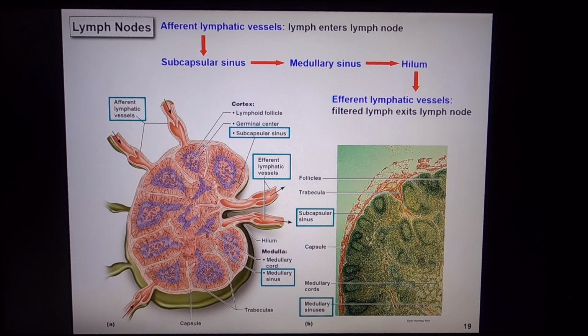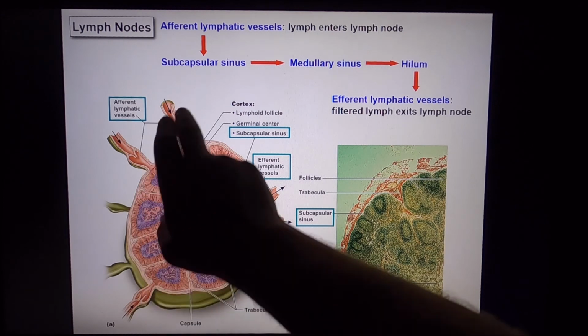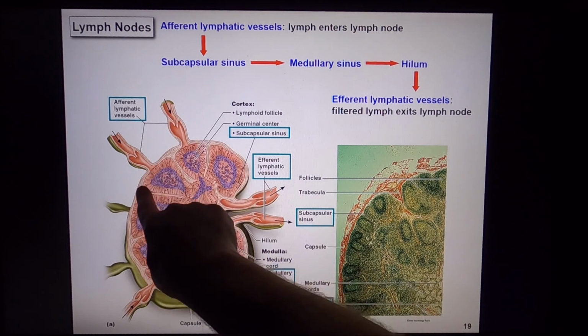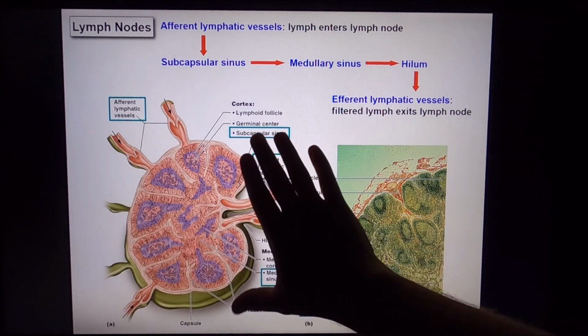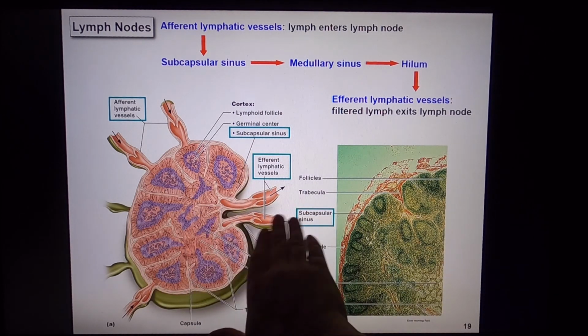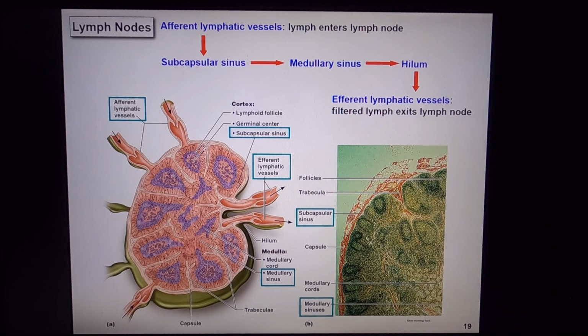Let's see. So we have afferent vessels coming in. They're going to be carrying lymph in. That's going to go into the subcapsular sinus area, into these medullary sinuses, through the lymph node and out the hilum and into your efferent lymphatic vessels. This basically just makes the lymph node a filter. The idea of the lymph node is that it is indeed a filter.